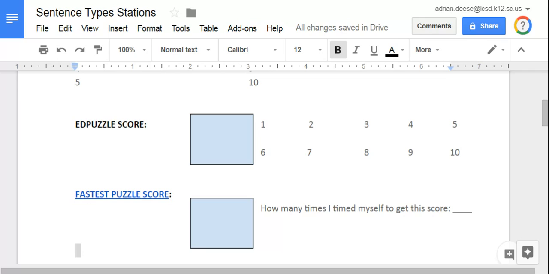And then there's the complex sentences. That is, an independent clause joined to 1 or more dependent clauses. Alright, that's it.